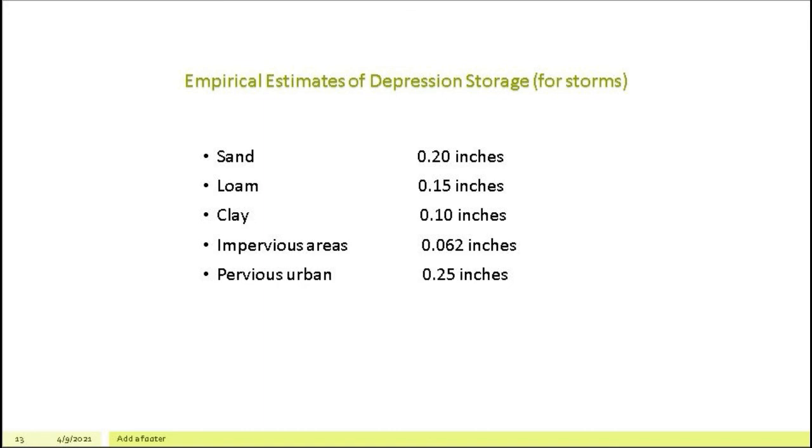There are empirical estimates of depression storage for storms. For sand, we have 0.20 inches, for loam, 0.15 inches, for clay, 0.10 inches, for impervious areas, 0.62 inches, and lastly, for pervious urban, 0.25 inches.